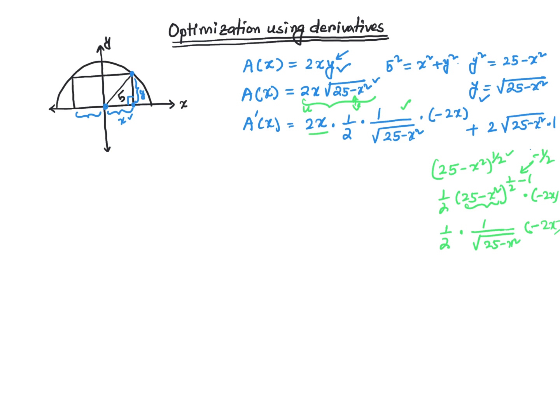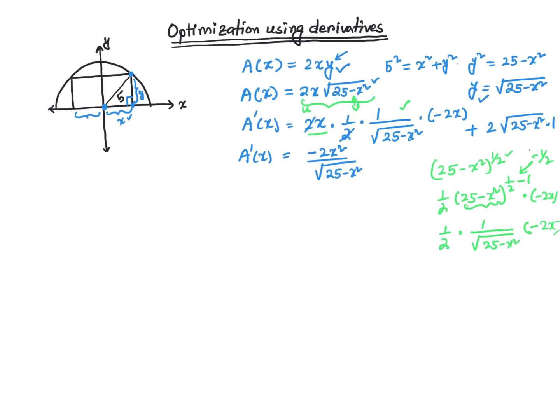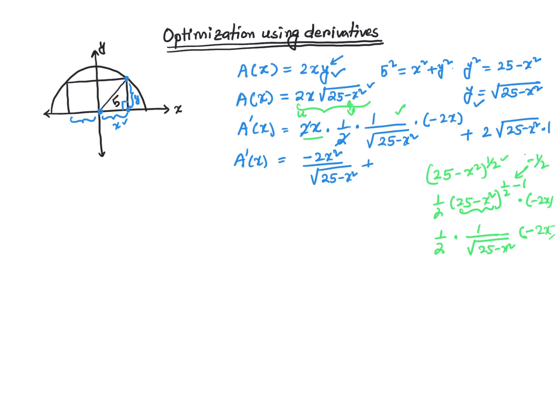So my A prime of x is going to be equal to, these 2 and 2 are going to cancel out, so that's going to give me negative 2x squared in the numerator, and in the denominator I'm going to have the square root of 25 minus x squared, and then I have right over there plus 2 times the square root of 25 minus x squared. There is a bit of algebra here, so let me go ahead and do that.